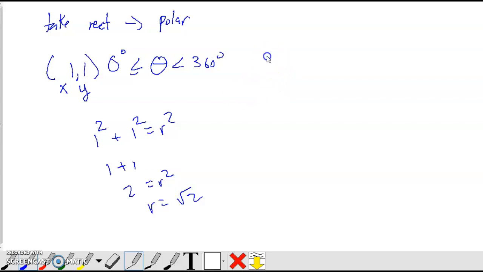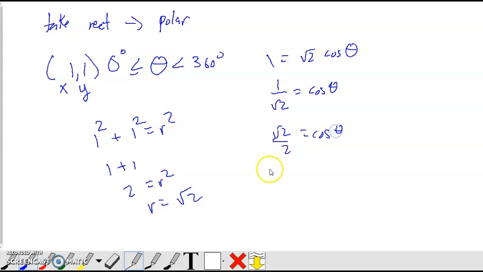Okay. So now I'm going to set up with my x. So my x, 1, is equal to my r, radical 2, times cosine of theta. Divide, so cosine of theta is root 2 over 2. So it's positive, so I know I'm in quadrant 1 or I'm in quadrant 4.